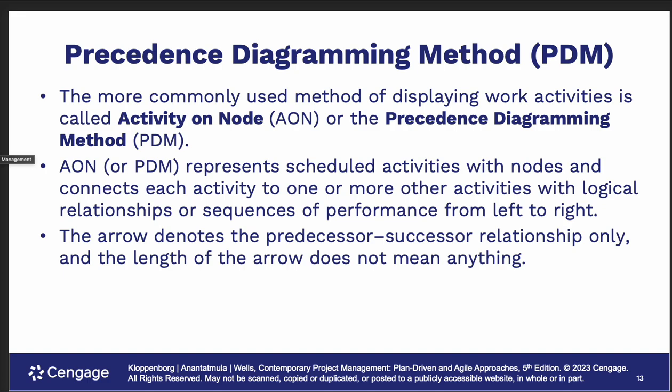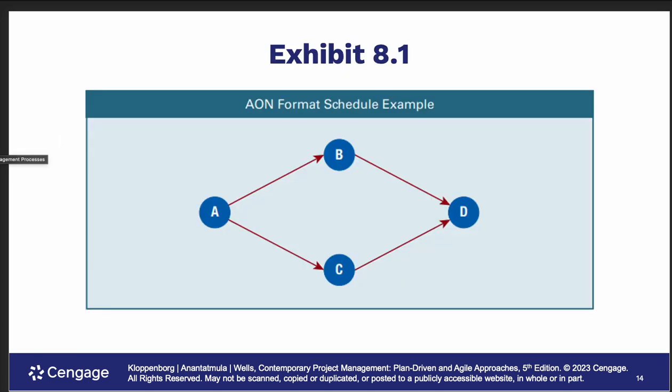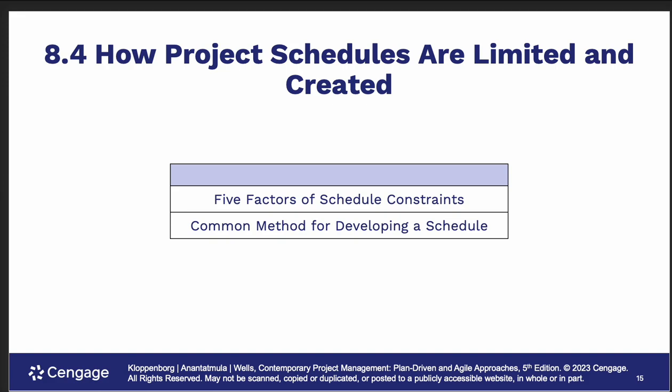And the more commonly used method is activities on node, or AON. So, precedence diagramming. It's the visualization of time management. There it is right there. When I was talking about parallel, A to B and C is parallel. A, B to D is series. So that's what I was trying to say before.